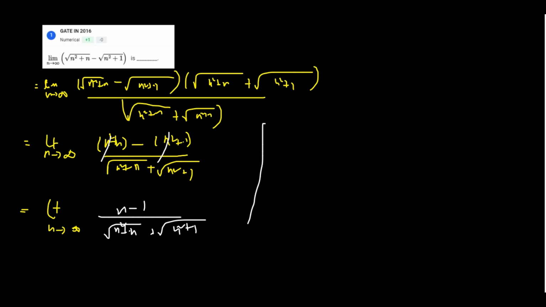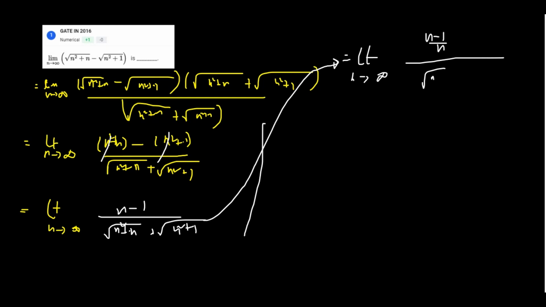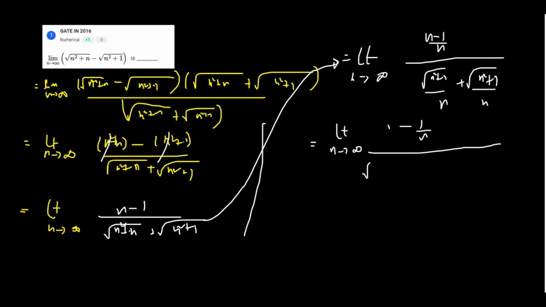So now here if we proceed, this is equal to limit n approaches infinity, and if we divide the numerator and denominator by n, we will get root over of n square plus n whole divided by n plus root over of n square plus 1 whole divided by n. Now in the numerator we get 1 minus 1 by n, and in the denominator we will get root over of n square plus 1 by n square, by inserting the n within the square root sign. So n square plus n over n square.